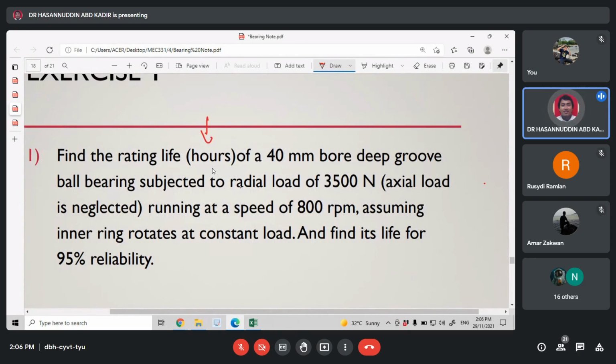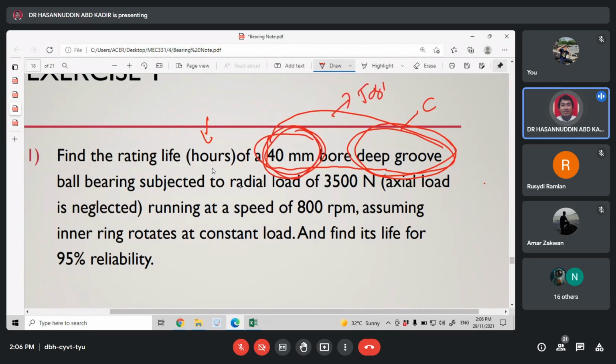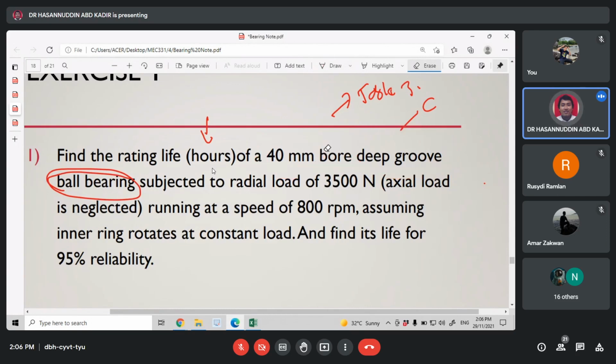Then they give you the value of the bore, with the determination of this one, deep groove. They have a table there. We need to find the value of C here on the deep groove based on the diameter they give you, 40 mm. So basically we can go to the table, I think it's table 3.1. This one we call the ball bearing here. Please make sure you read this carefully.